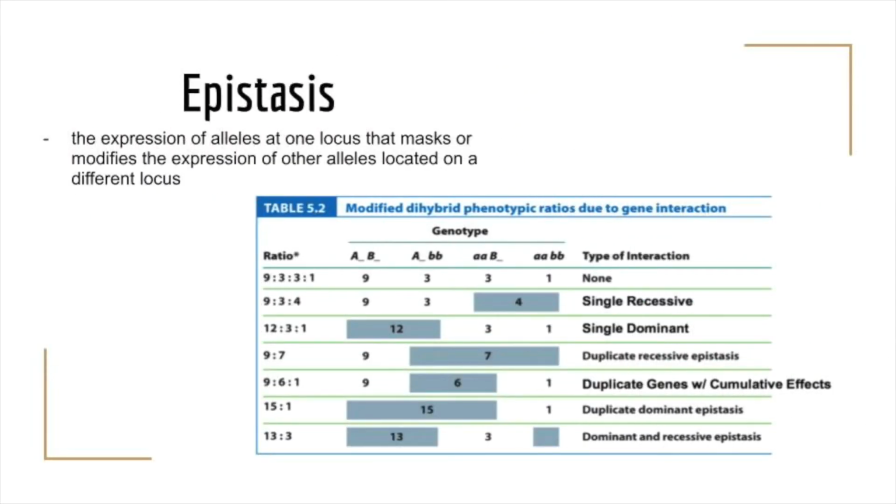We define epistasis as the expression of alleles at one locus that masks or modifies the expression of other alleles located on a different locus. Pictured below in the graph are the different kinds of epistasis, with its designated ratio, genotype orientation, and type of interaction associated with the type of epistasis.